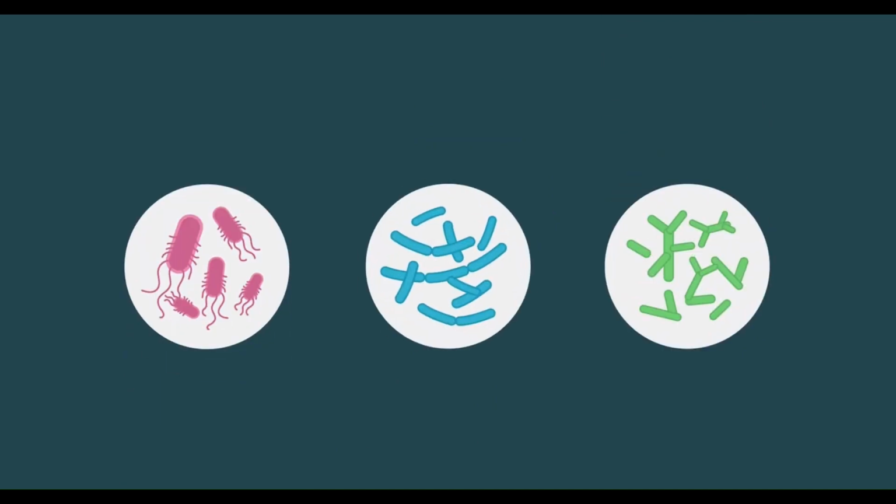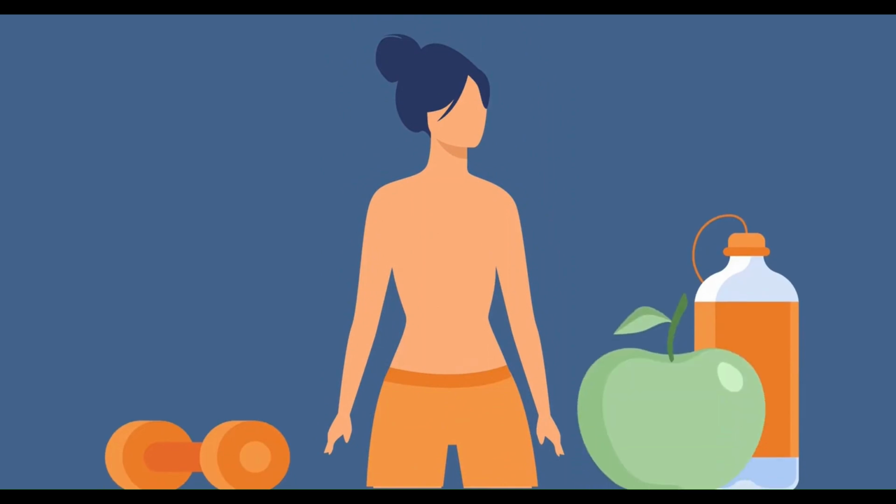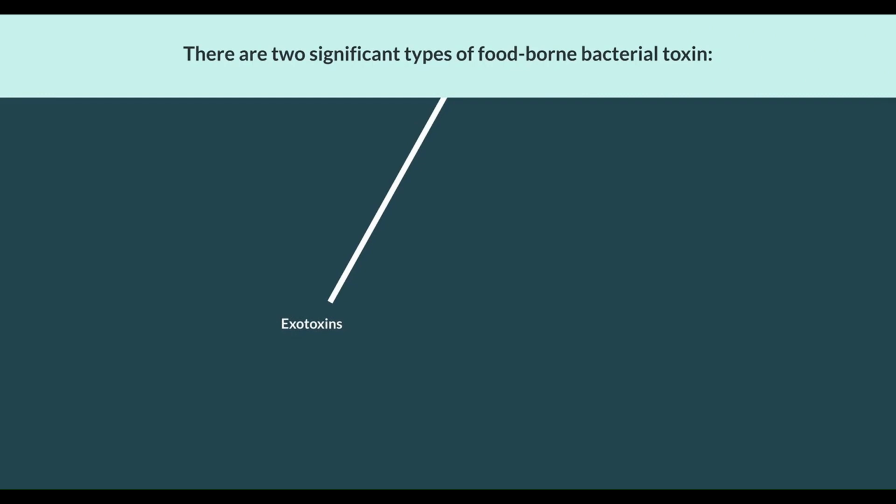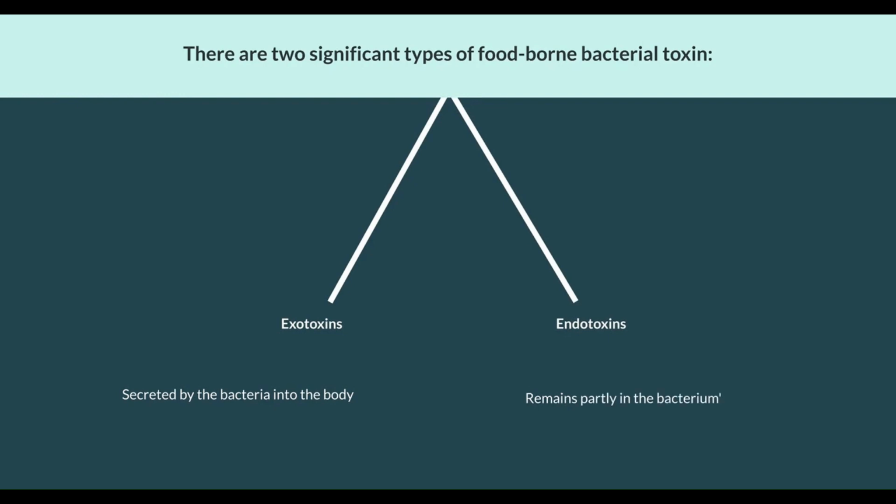Not all bacteria directly cause food poisoning. Some are harmless, except they produce substances toxic to humans during their metabolic processes. The presence of these toxins in your body causes the illness. There are two significant types of foodborne bacterial toxin: exotoxins, secreted by the bacteria into the body, and endotoxins, which remain partly in the bacterium's cell and are released when the immune system kills it.